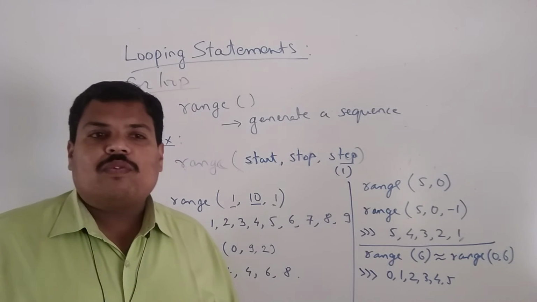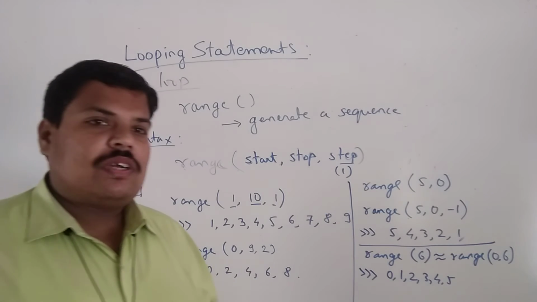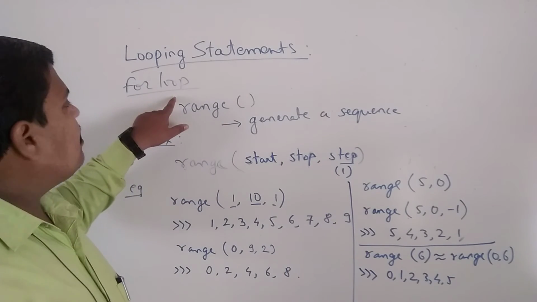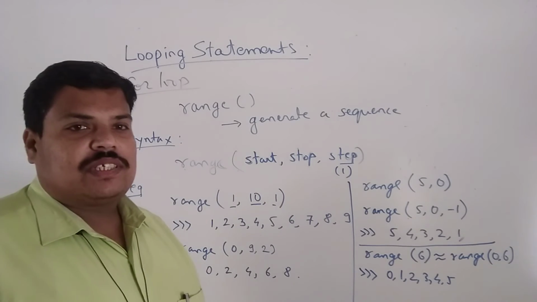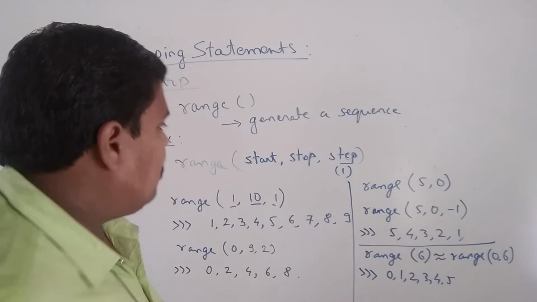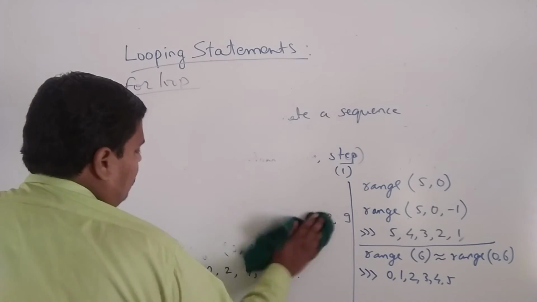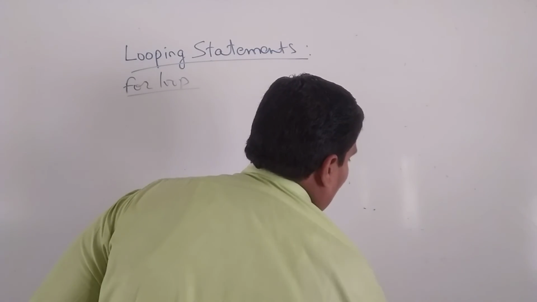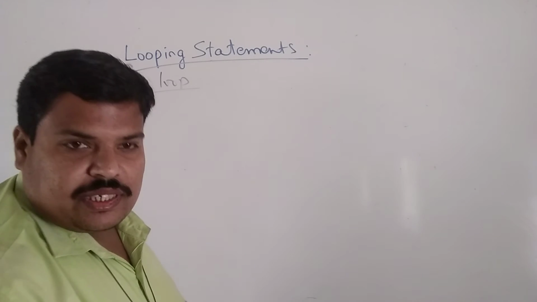Okay, so in this way the range function works. And why have we seen this range function? Because while using the for loop we will require this range function. So now we can have a look at the for loop. Can anybody tell me the syntax of the for loop?